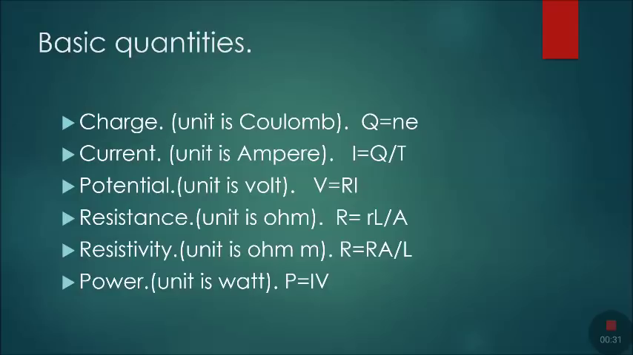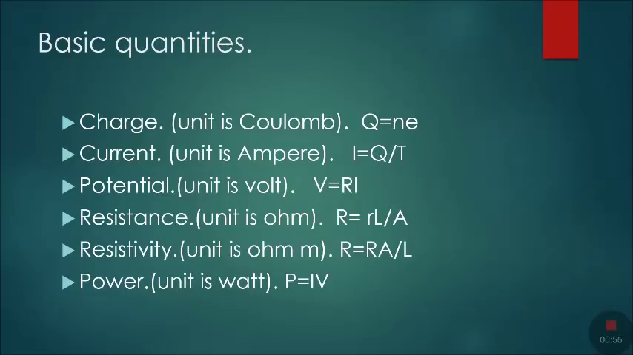Some basic quantities are charge. Unit of charge is coulomb. Charge is equal to number of electrons into the charge of one electron, that is 1.6 into 10 power minus 19 coulomb. Current is equal to charge per unit time. The movement of charge in a conductor per unit time is known as current.